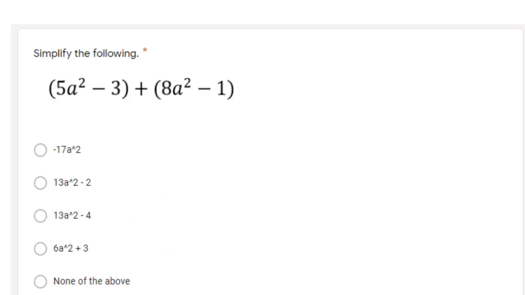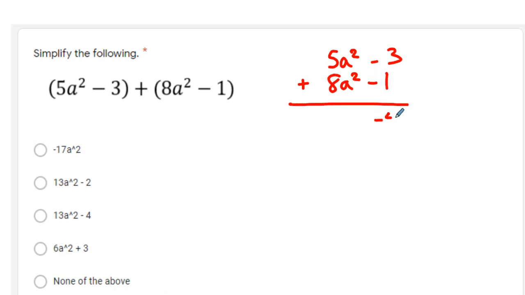Then we also learned how to add and subtract and then eventually multiply these polynomials. So adding, you add just like you added in grade school. So 5a squared minus 3 plus 8a squared minus 1. You just add your place values. Negative 3 plus negative 1 is negative 4. 5a squared plus 8a squared is 13a squared. So 13a squared minus 4 would be this one.